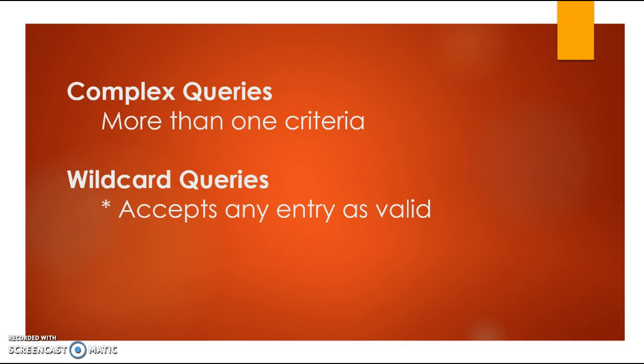You have also done a wildcard query where we use the asterisk symbol to tell Access to accept any entry as valid. So we did the asterisk plus the word brush and maybe an asterisk brush asterisk so that it would accept anything on either side of the word brush. So an asterisk creates a wildcard query.